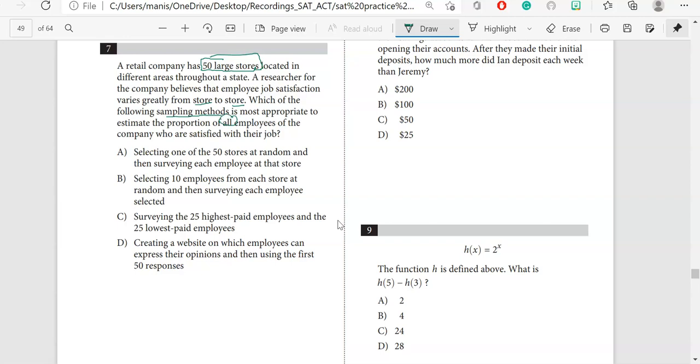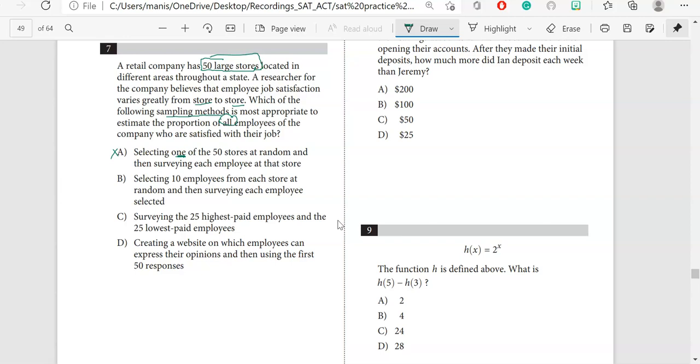Okay, let's read option A. Selecting one of the 50 stores at random and then surveying each employee at their store. This choice is incorrect. The reason is this, because see, there are 50 stores over here and they want to estimate the proportion of all employees. So now if they pick only one store, this will not give us the correct answer, and this will not give us an accurate representation of employees at all locations. It will just give us one location.